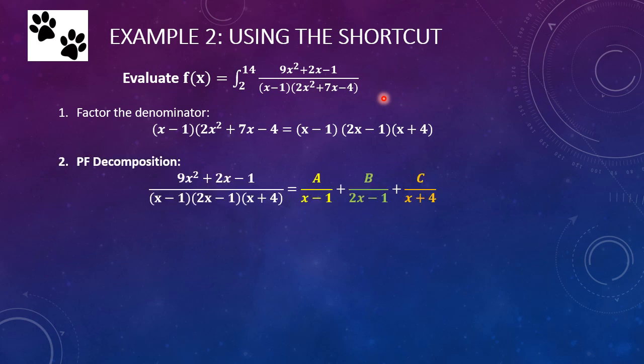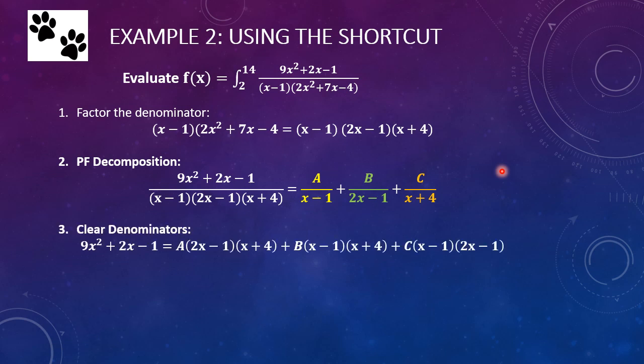Then, of course, we rewrite the partial fraction decomposition. Since we have three factors, we're going to have three coefficients: A over x minus 1, B over 2x minus 1, and C over x plus 4, where we add all of these. Our next step is to get rid of the denominator by multiplying both sides by the common denominator of all these factors.